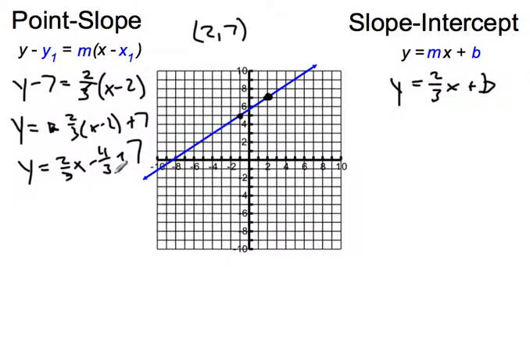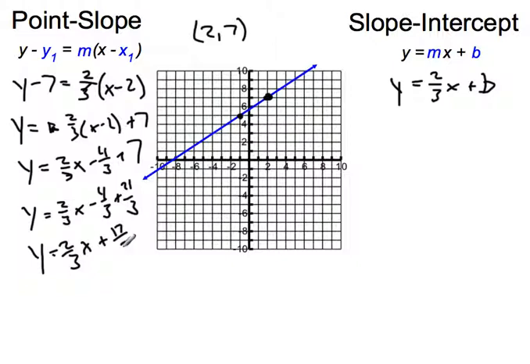Now we need to add these fractions together, this fraction and this whole number, so we'd have to make 7 in terms of thirds. So minus 4 thirds plus 7 is 21 thirds. And then we add negative 4 thirds and positive 21 thirds. We're going to end up getting y equals 2 thirds x plus 17 thirds. Okay, so now that's using point slope to figure out slope-intercept. All you do is you add the 7, distribute the slope, and then you'd have to combine these two constants together.